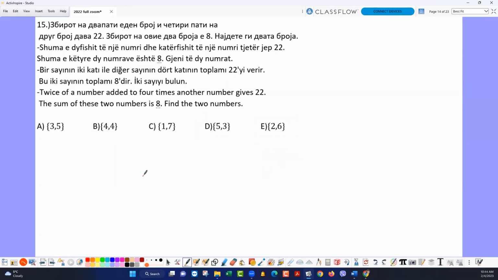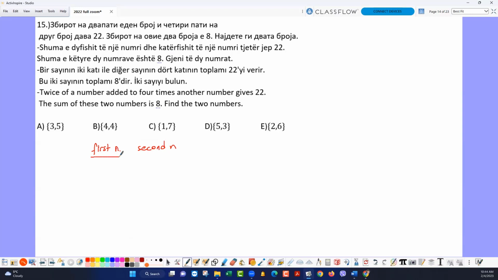Okay, now again we are going to use the system of equations, but this is a word problem. First we are going to construct the equations, then we are going to solve the word problem. Let me read the question first. Twice a number added to 4 times another number gives 22. The sum of these numbers is 8. Find those numbers.